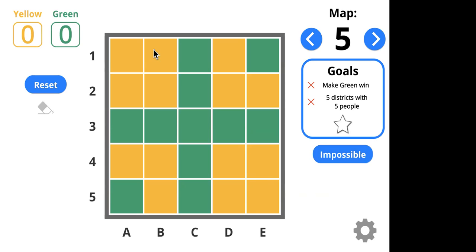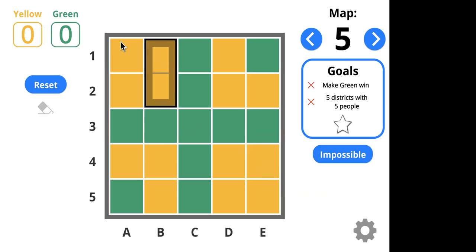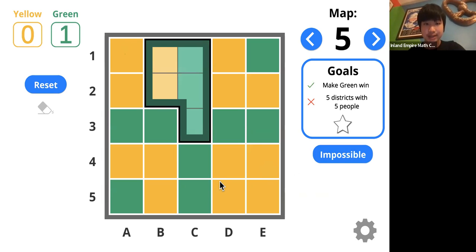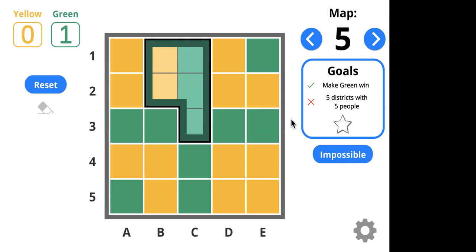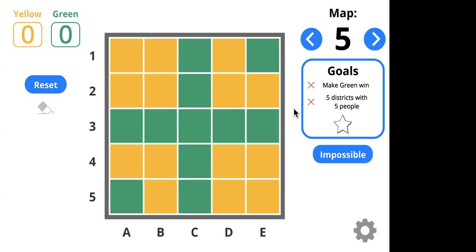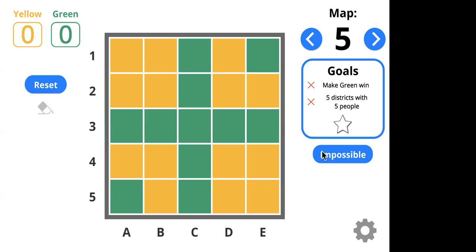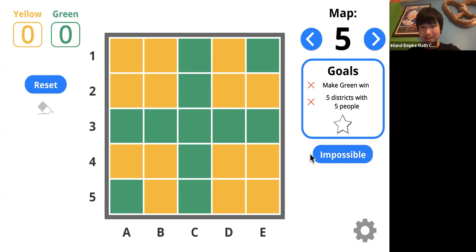1, 2, B, and then 1, 2, 3, C. Nice. These votes are now wasted. Actually, I kind of think this is kind of impossible, because you can only get 1 or 2 districts no matter what. So I think it's impossible. Let's see if it is impossible. Says it's possible, actually.